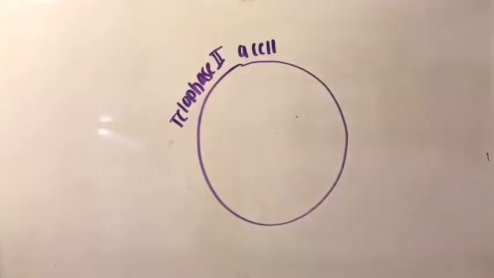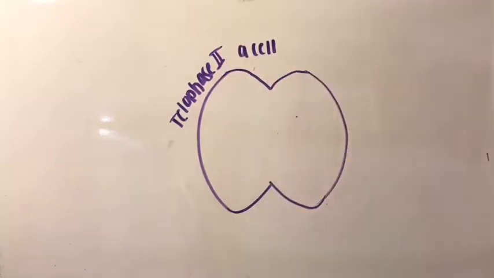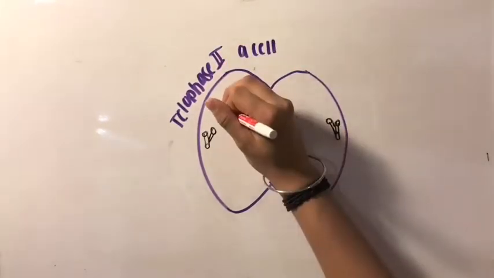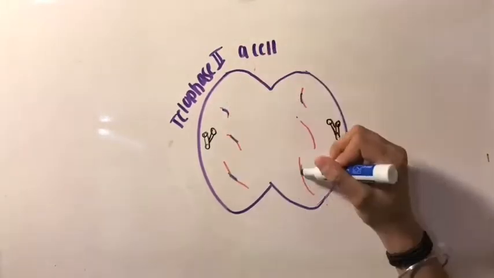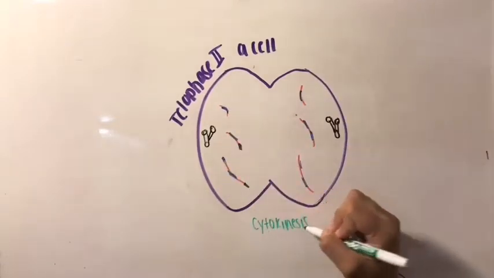The cytoplasm undergoes cytokinesis. The chromosomes begin to turn back into chromatin, which also forms the nucleus. There are now 4 haploid cells.